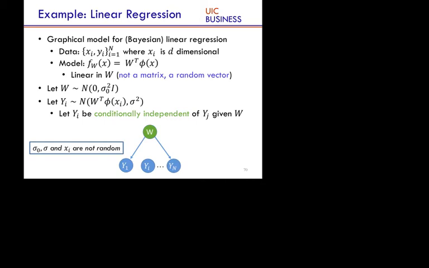Now we're going to have to introduce additional information, which is let yi be conditionally independent of yj given w. So two dependent variables, they are not related to each other given w. If w is equal to some small w, then yi and yj are independent. They are independently drawn from this normal distribution.